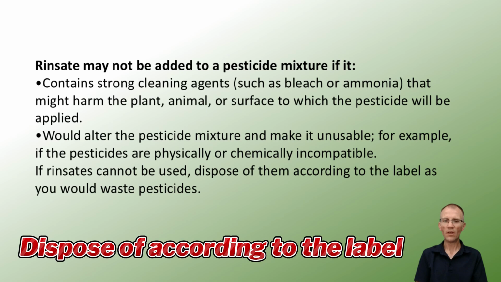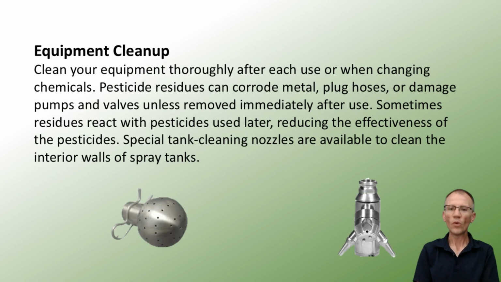Read that label, understand how to dispose of these, and dispose of them as you would waste pesticides. When it comes to equipment cleanup, clean your equipment thoroughly after each use or when changing chemicals. Pesticide residues can corrode metal, plug hoses, or damage pumps and valves unless removed immediately after use. Sometimes residues react with pesticides used later, reducing the effectiveness of the pesticides.